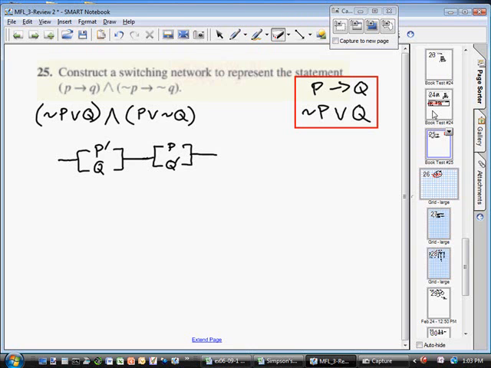Construct a switching network to represent this statement. If P then Q, ANDed with, if not P then not Q. Okay, now, right off the bat, problem. I never taught you how to do this. I mean, don't get me wrong, I taught you how to do this logically, but I didn't teach you how to draw a circuit. I only taught you these two for circuit drawing.